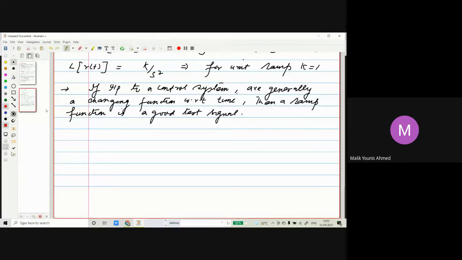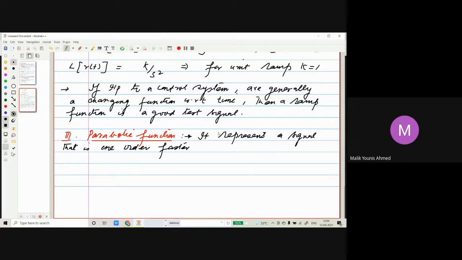Then third is our parabolic function. The parabolic function represents a signal that is one order faster than the ramp function.